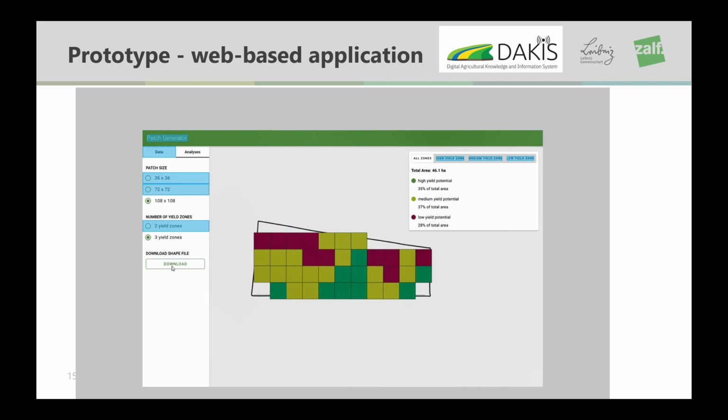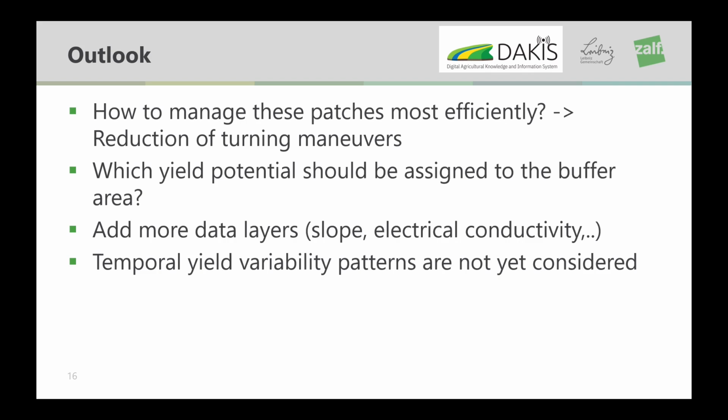Finally, I would like to give you a short outlook. This is our prototype at the moment, which uses widely distributed data to classify the field into yield potentials and produce georeference maps. However, the farmer does not yet know how to best manage these patches. We are currently working on a path planning algorithm that will calculate the most efficient route for each patch cropping map, thus reducing resource consumption and labor requirements.